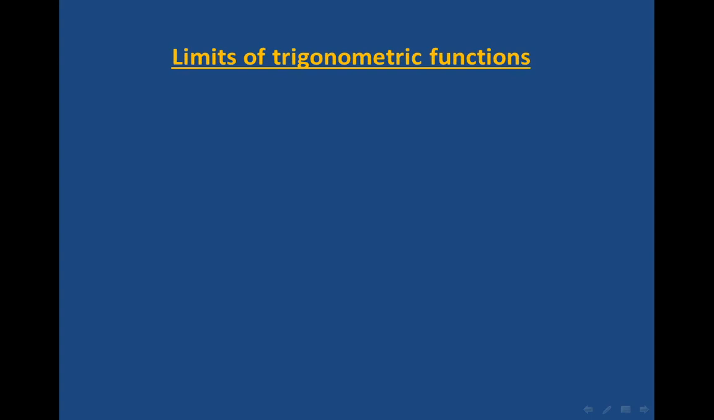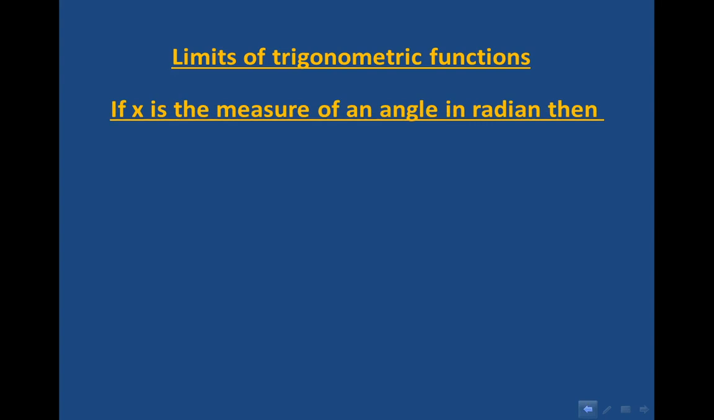Firstly, the rules. If x is the measure of an angle in radian, then the limit when x tends to 0 of sine x over x equals 1. This is the first rule. The second one, limit when x tends to 0 of tan x over x equals 1.